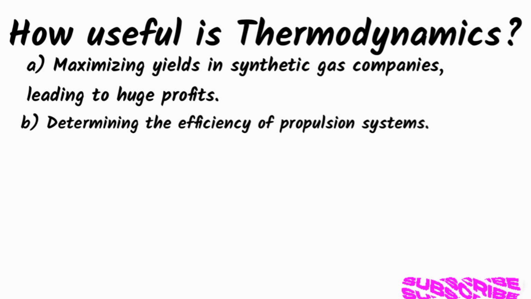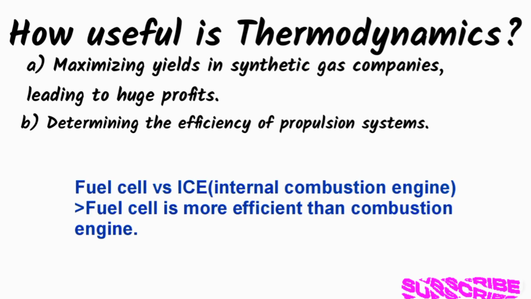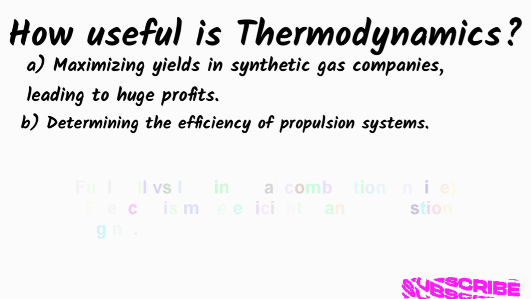B. We have determining the efficiency of propulsion systems. For example, thermodynamics has shown that a methanol fuel cell is more efficient than a methanol ICE, internal combustion engine. So in your next project, be ready to use a methanol fuel cell.